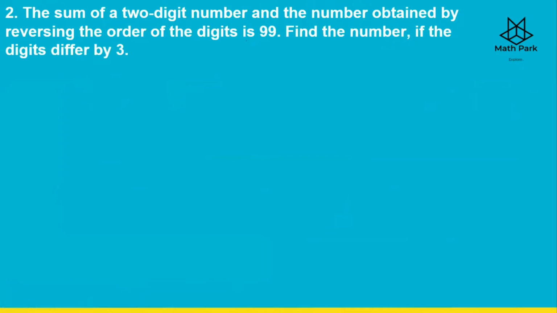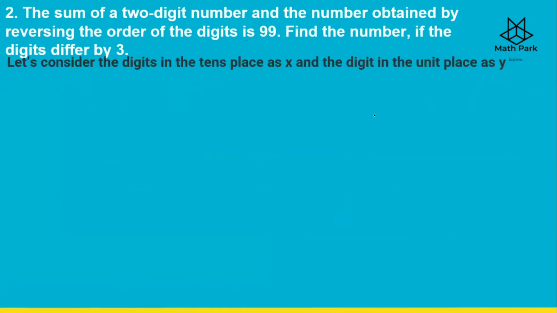Moving to question number 2, the sum of a 2-digit number and the number obtained by reversing the order of the digits. We have already solved these questions in the last exercise, that is 6E. We have done interchanging the digits. So let us consider the digit in the tens place as x and the units place as y. So always remember, write here units and tens. So the units place digit is y and the tens place digit is x.